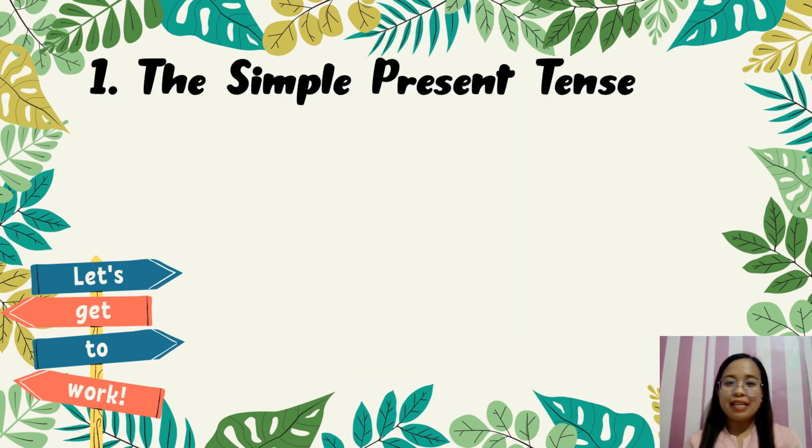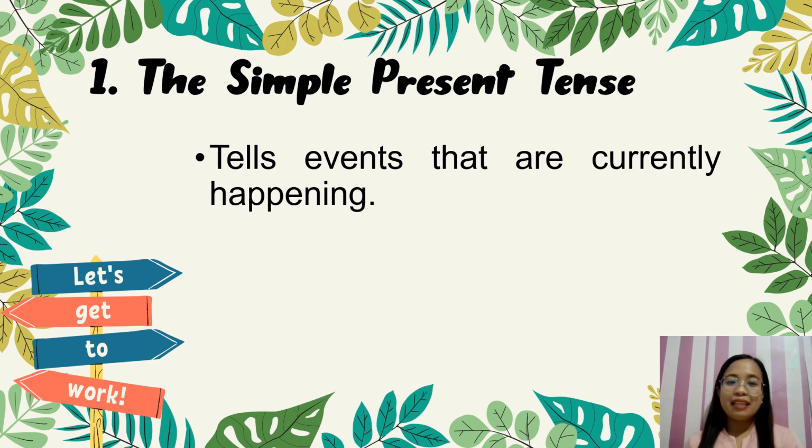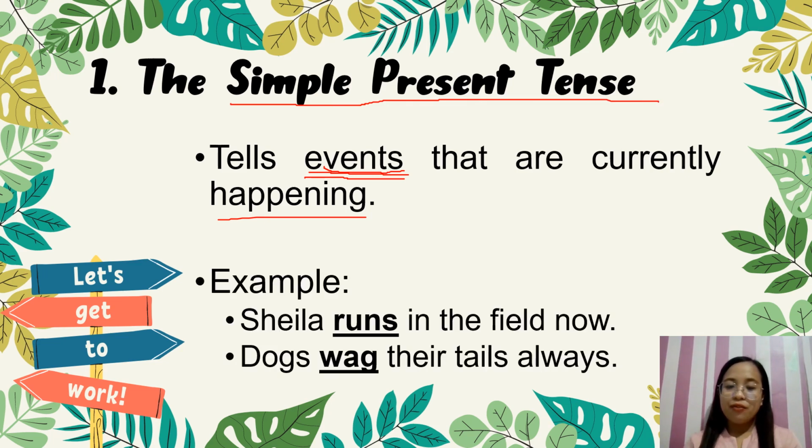Another one, class. The simple present tense tells events that are currently happening, yung nangyayari sa kasalukuyan or ngayon mismo. Pag nagsabi ka ng mga bagay o ng isang statement o pangungusap na sinasabi mo na nangyayari siya ngayon, right now, you will use the simple present tense. For example, Sheila runs in the field now.